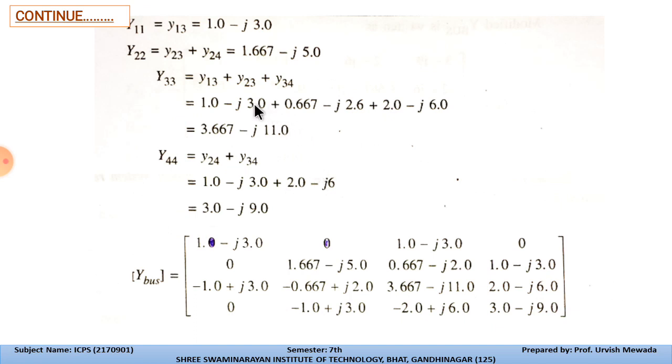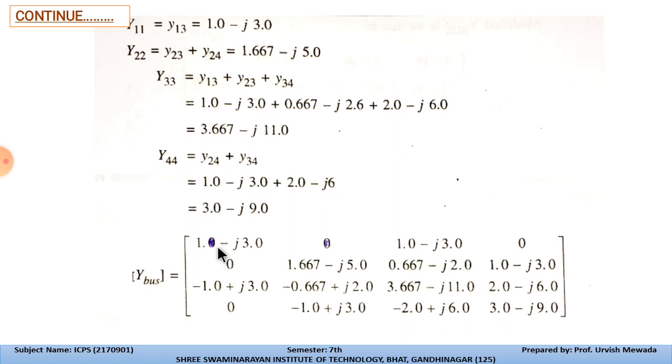So just put the values of y13, y23 and y34, and make the addition of all the admittances. So y44: bus 4 is connected with bus number 2 and bus number 3, that's why y24 plus y34. So the addition of these two admittances is 3.0 minus j9.0. So the Y bus forms after solving this.